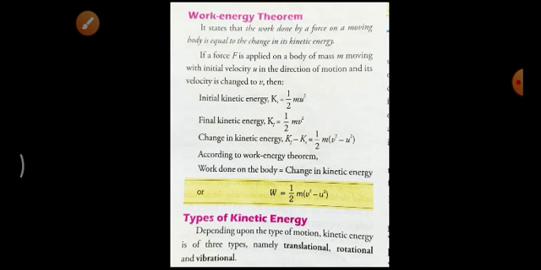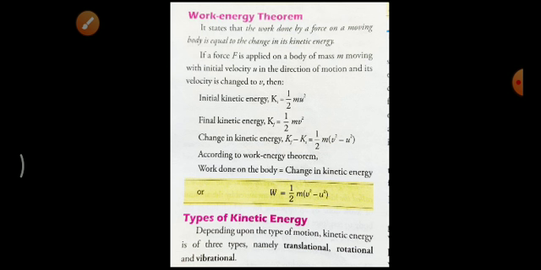So the initial kinetic energy we can calculate: Ki is equal to half m u square, when the velocity is u only. The final kinetic energy Kf is equal to half m v square, because after applying the force, the velocity becomes v. So half m v square. And the change in kinetic energy, how can we calculate? Final kinetic energy minus initial kinetic energy, that is equal to half into m into (v square minus u square).